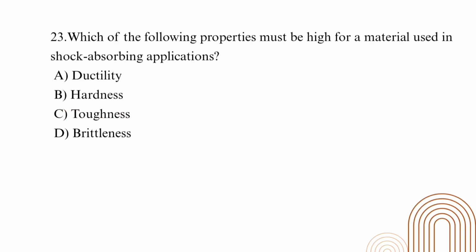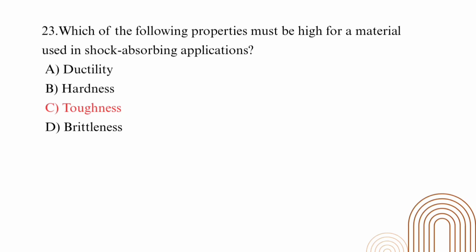Now the next question, question number 23. Which of the following properties must be high for a material used in shock absorbing applications? And options are: option A, ductility; option B, hardness; option C, toughness; and option D, brittleness. And the correct answer is toughness. Toughness is the property which must be high for the material used in shock absorbing applications.